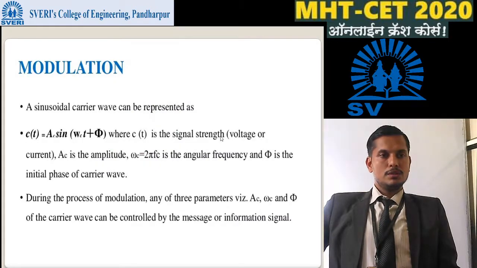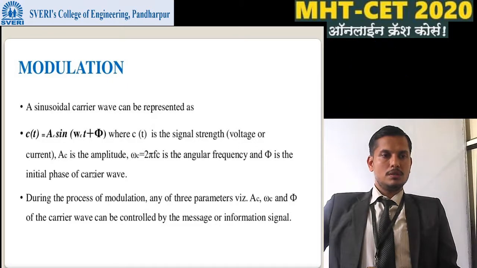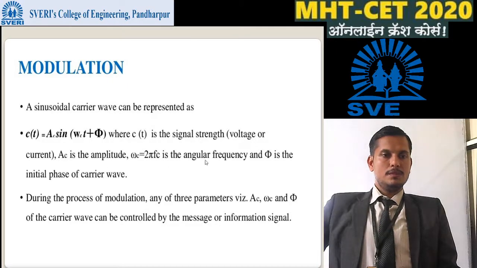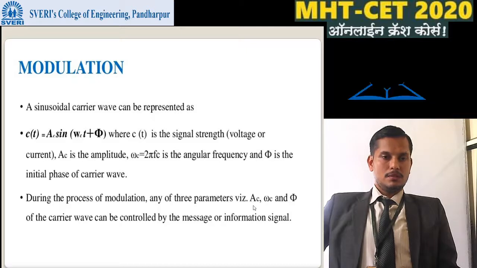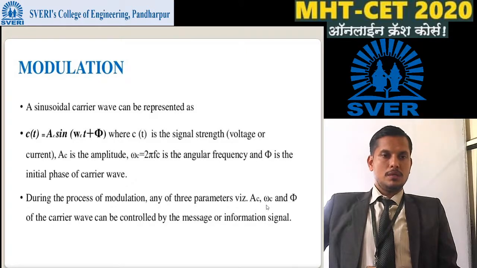So let us discuss this modulation. A sinusoidal carrier wave can be represented by this equation, where c(t) is the signal strength, that is voltage or current, Ac is the amplitude, omega c equals 2 pi fc is the angular frequency, and phi is the initial phase of the carrier wave. During the process of modulation, any of three parameters, that is the amplitude, angular frequency, and initial phase of the carrier wave, can be controlled by the message or information signal.